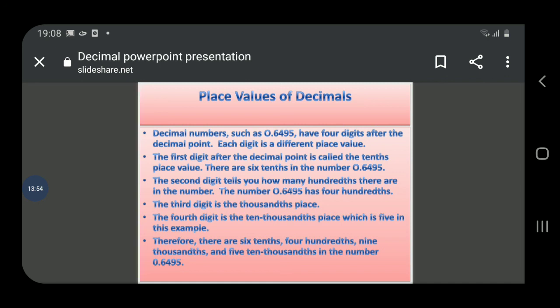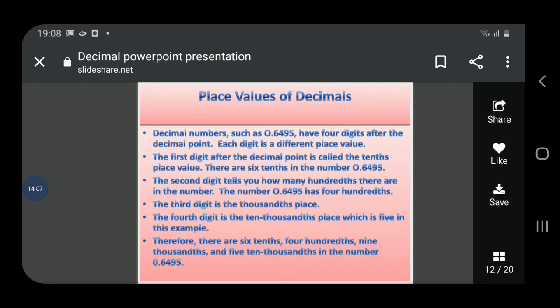Here we are doing the place values. Like in a numeral system, we have ones, tens, hundreds, thousands, 10,000s, and so on. But in decimal place value, it is different. It is not ones, it is tenths, hundredths, thousandths, ten-thousandths, and so on. So now, therefore, there are 6 tenths, 4 hundredths, 9 thousandths, and 5 ten-thousandths in the number 0.6495.